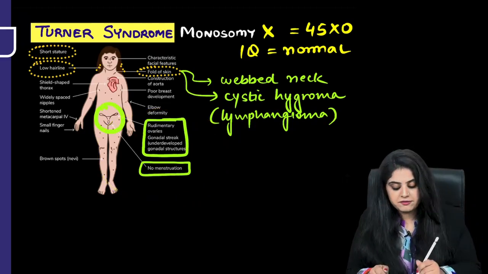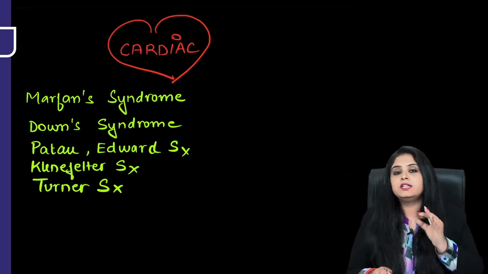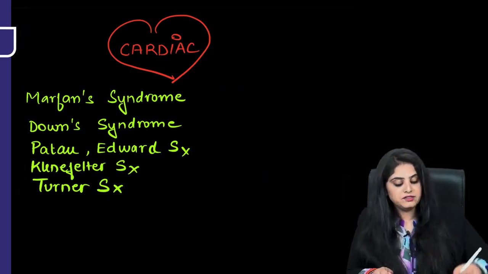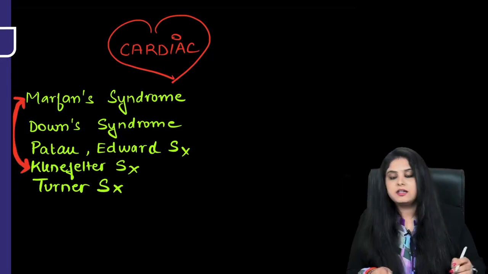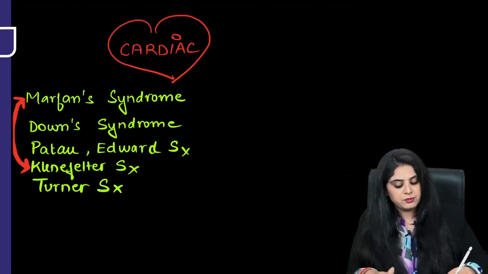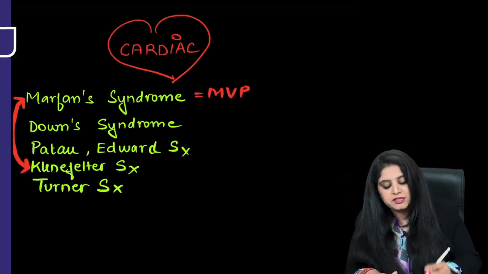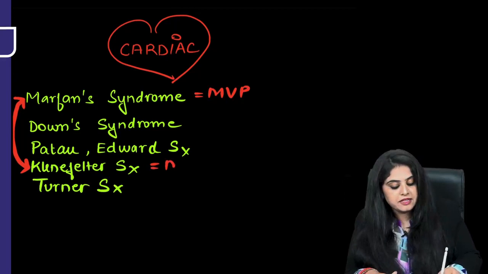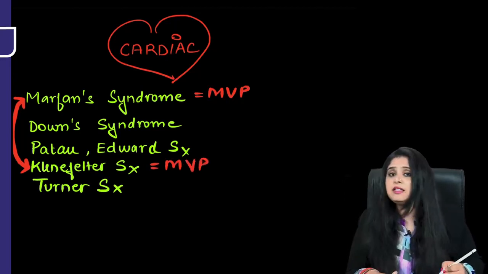But you know, I've kept a final table to summarize it. In all these things that I've studied, one or the other cardiac problem happens. So please note that when you're dealing with Marfan's and Klinefelter, let me tell you, Marfan's and Klinefelter are two people who are very, very tall and their mitral valve has prolapsed. Remember, Marfan syndrome also has mitral valve prolapse and the patient is very tall. Klinefelter also has mitral valve prolapse and the patient is very tall.